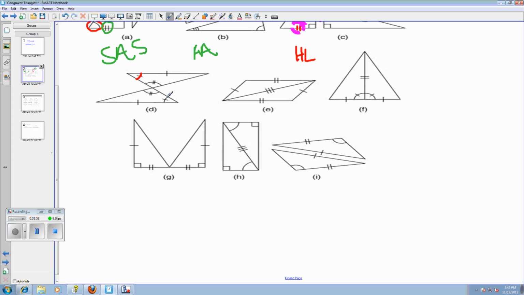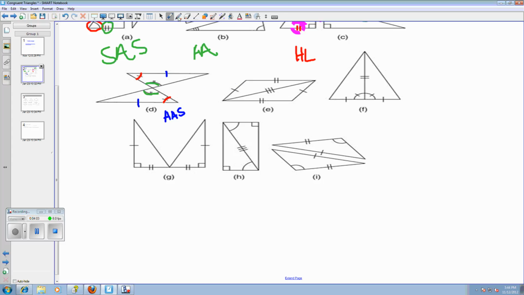We have an angle here with this angle here. We have an angle over here with this angle over here. And we have these two sides are congruent. So we have two angles, which means we have angle, angle, and then we have a side. So angle, angle, side, or AAS, would be the postulate that proves those two congruent.